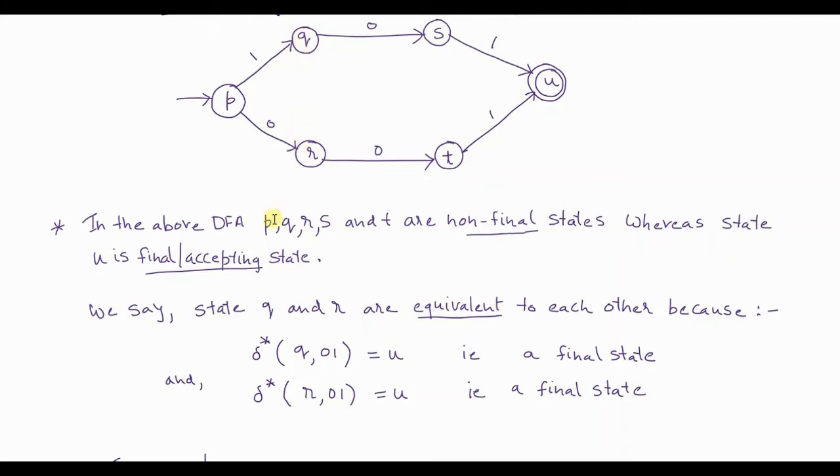Why? Because of the extended transition function from state Q on reading 0, 1. Now from state Q, when the entire string 0, 1 is read, where does it take you?